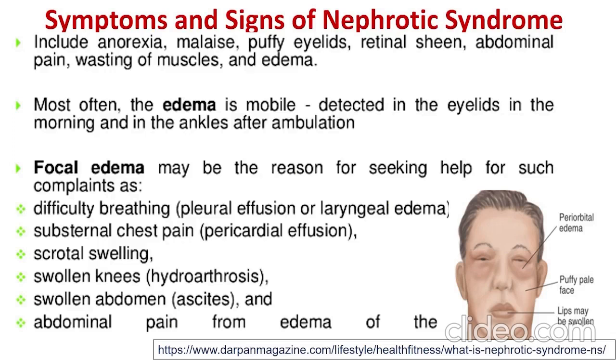Edema may be focal or generalized, and focal may be because of, for example, difficulty breathing in pleural effusion or laryngeal edema. Maybe substernal chest pain because of pericardial effusion. Maybe scrotal swelling, maybe swollen knees, hydroarthrosis, swollen abdomen, ascites, abdominal pain from the edema because of severe advanced ascites, and the mesenterial area which is also swollen.